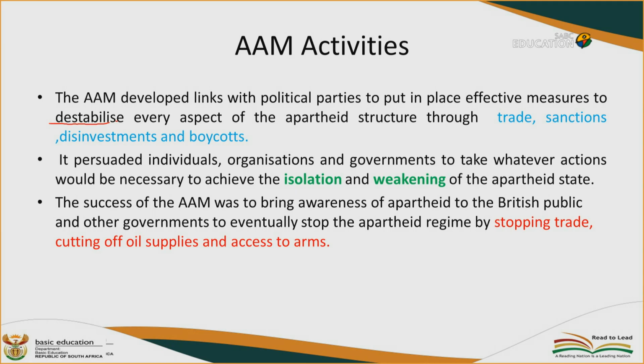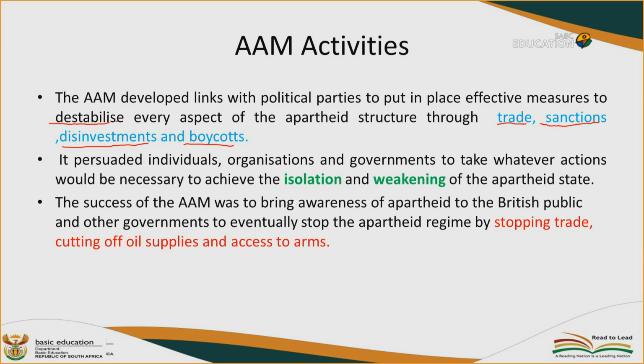How did they do this? They did this through trade. How can we affect the apartheid government through trade? Then they did this secondly with sanctions. They then used disinvestments and boycotts. These are the activities. That is our examination focus. The various forms of anti-apartheid movement response that we will be discussing are sanctions, boycotts, disinvestments, and trade.